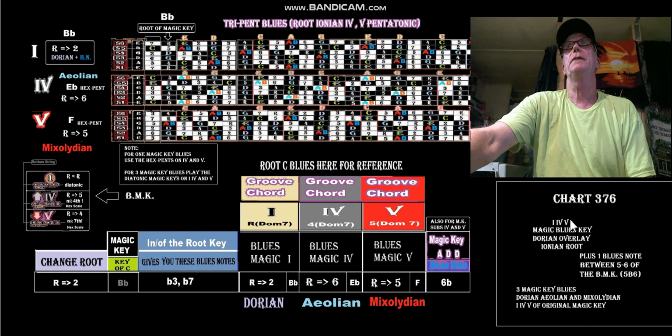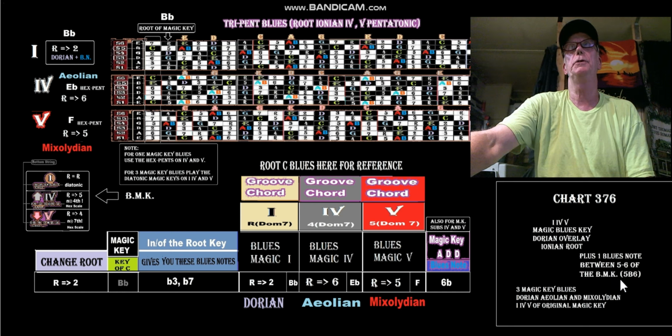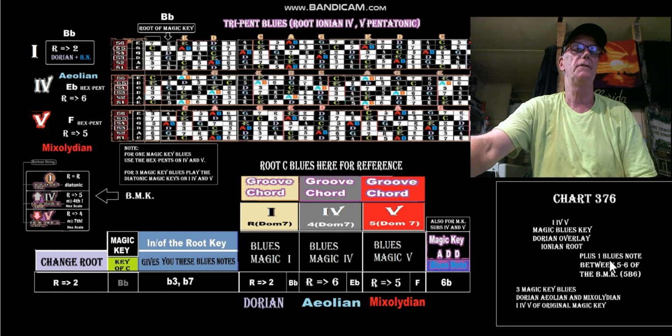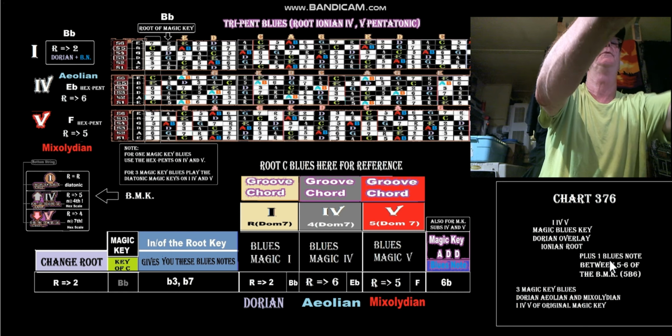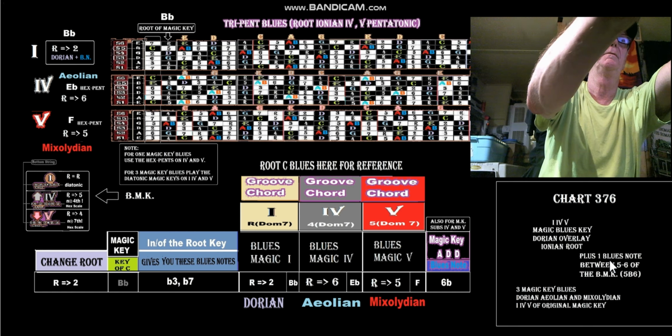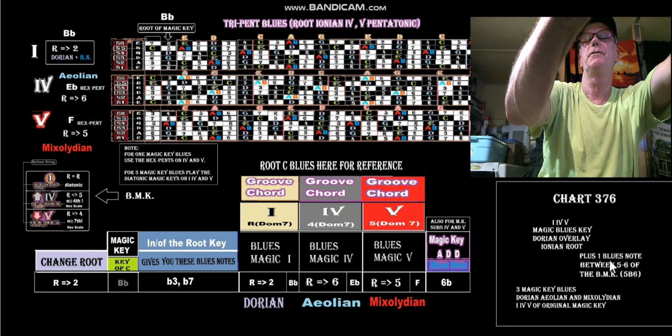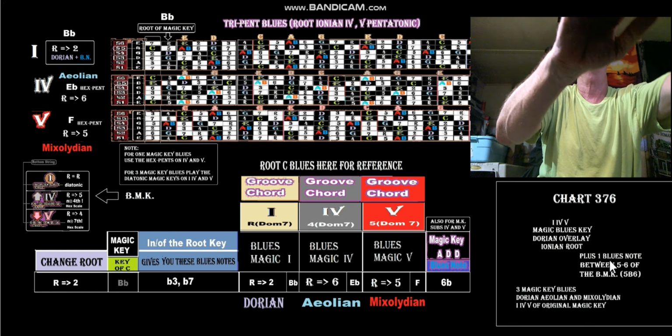So we got chart 376 here, 145 Magic Blues Key Dorian overlay Ionian Root, plus 1 blues note between the 5 and the 6 of the blues magic key, 5 blues note 6. Okay, so the root becomes the Dorian, and between the 5 and the 6 is the blues note instead of between the 4 and the 5, which is in the Dorian, which is in the root key. 4, 5, flat 5. We're going to be in this key down here.